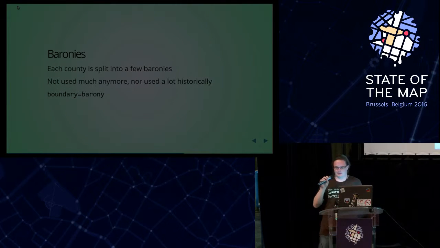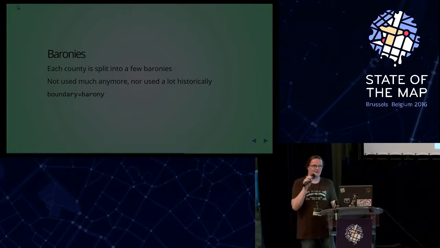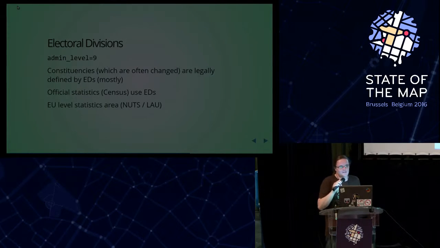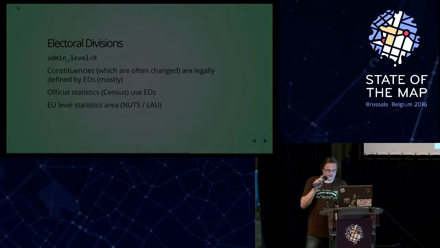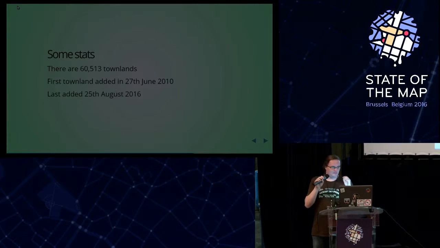Baronies, counties were split into baronies. Not really used, but hey, barons. Electoral divisions are one of the big ones. They're admin 9, and they are, as I said, used for constituencies, used for census results, and things like that. Statistics, both at a national and European level. So now that we have that, we can now make an open data version of this data set that people can then use. You don't have to go to OSI.